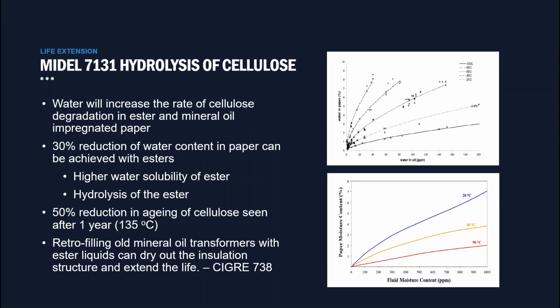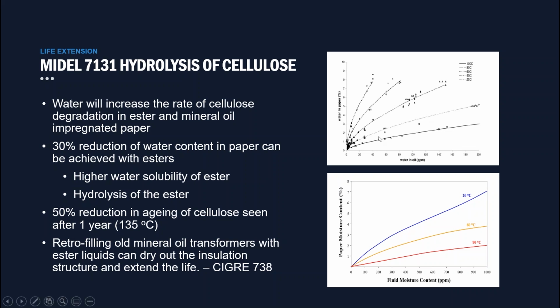And one of the reasons for this is because they have a higher water solubility and they draw water from the paper. And the interface between the fluid and the paper insulation is dynamic as far as water movement is concerned, and also temperature affects solubility. It's a very complicated process. And on the right-hand side, I'm showing some moisture equilibrium curves for mineral oil on the top and MIDEL 7131 on the bottom. And they relate absolute water content in the oil to water content in the paper. So as the charts show, as the water content in the oil or the synthetic fluid increases, so does the water content in the paper.